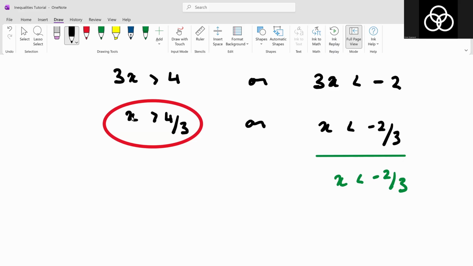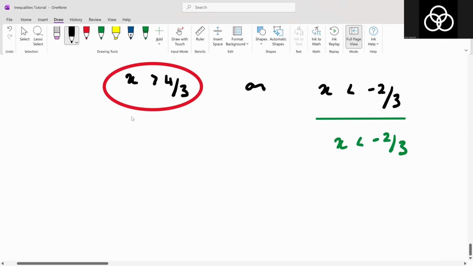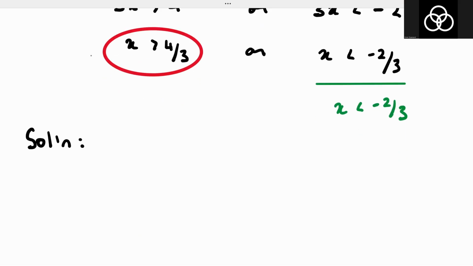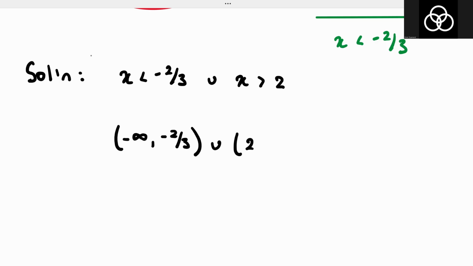So when we split it into cases, we saw that x is either greater than 2 or it is less than minus 2 over 3. So the solution is x is less than minus 2 over 3 or x is greater than 2. If we use interval notation, we'll have x belongs to minus infinity, minus 2 over 3. This is our open interval, union the open interval 2 to infinity. And that is your answer there.